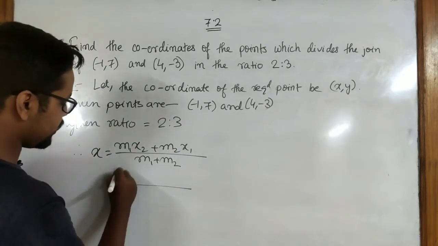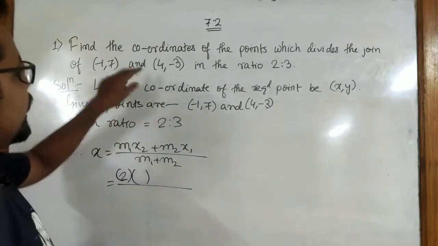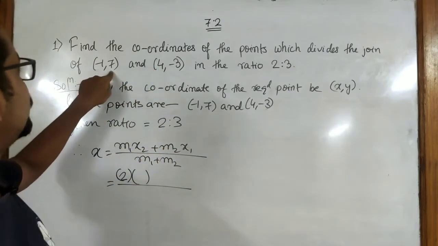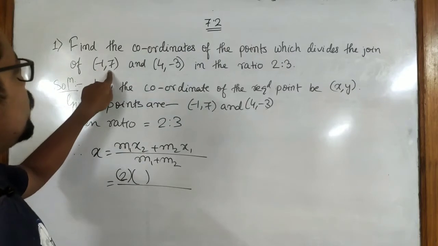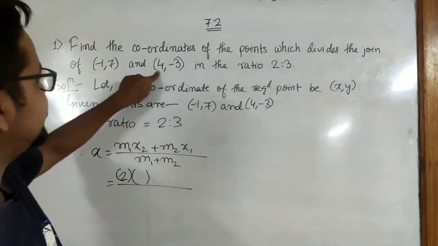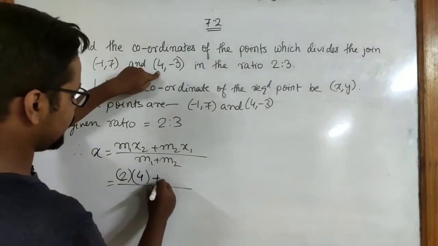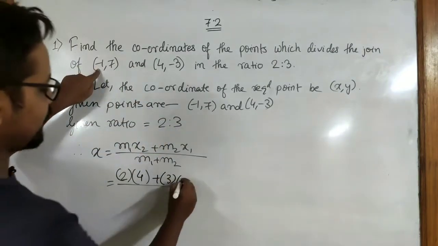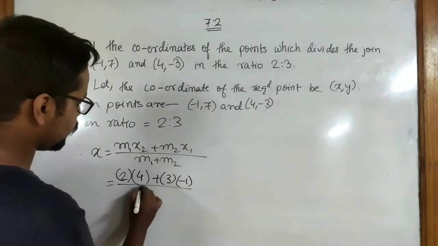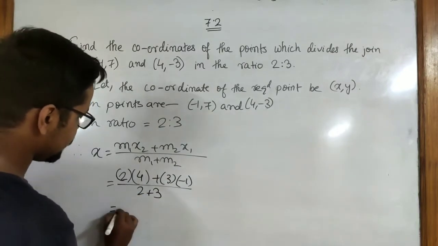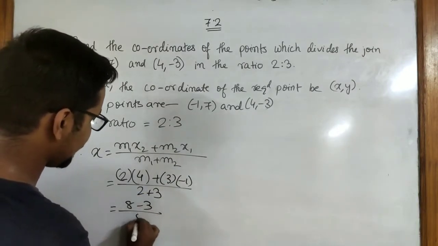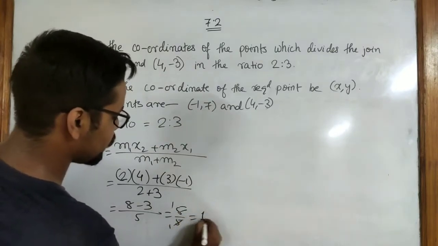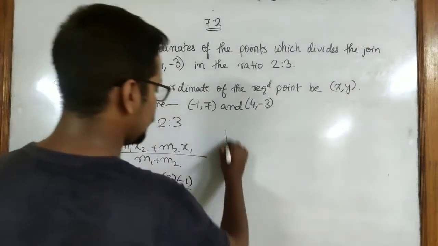So write 2 here. What is x2? X2 means the second x coordinate. Here x1 y1 and x2 y2. So this is x2. So write 4 plus m2 is 3 and x1 is -1, and underneath we have to write 2 plus 3. So this is going to be 8 minus 3 by 5, which is 5 by 5. Cancelling, we get 1. Okay, and similarly you have to find y.